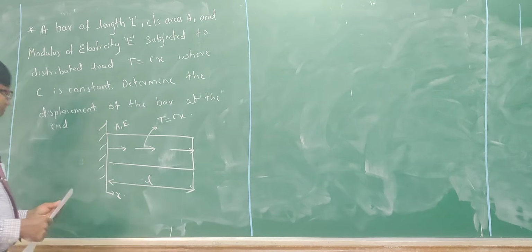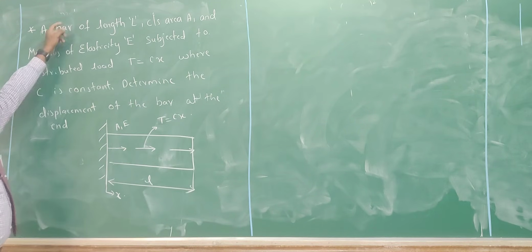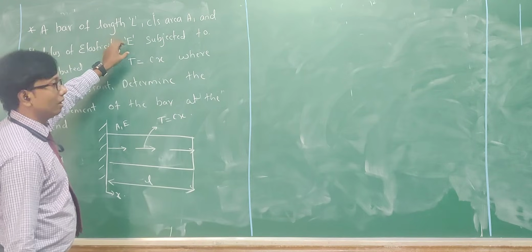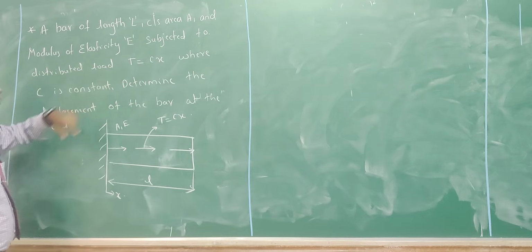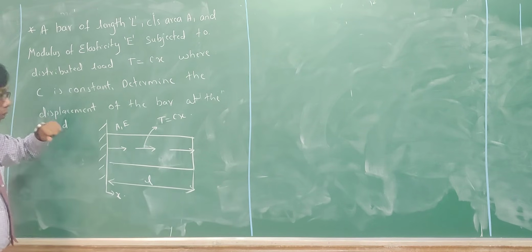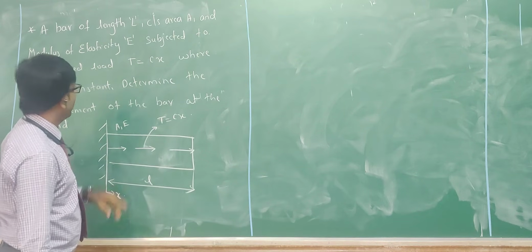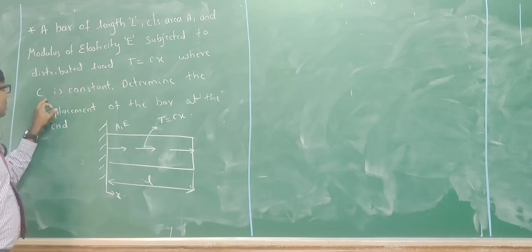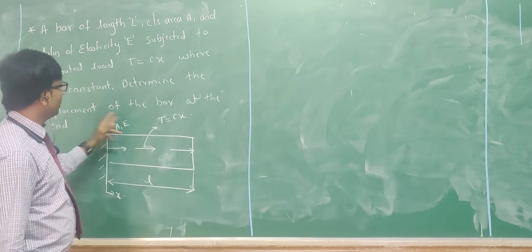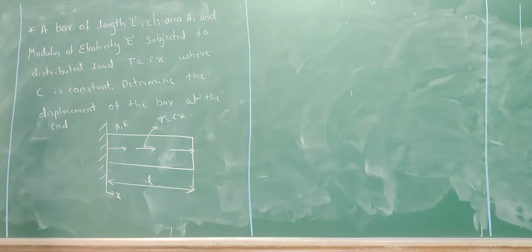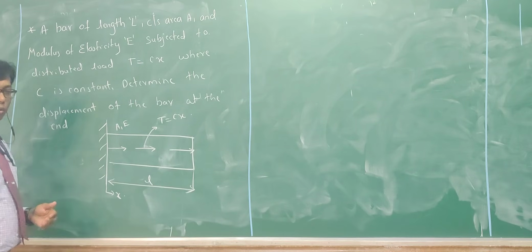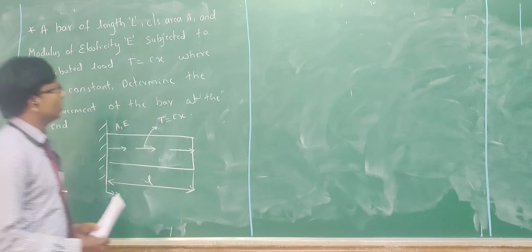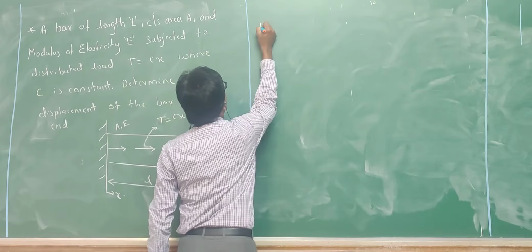If you see the problem definition, the body has length L, cross-section area A, and modulus of elasticity E, and is subjected to a distributed load T equal to Cx, where C is a constant. We need to determine the displacement of the body. The same procedure applies here. First we write the potential energy function, and then we write the displacement function. So first we start with the problem definition.